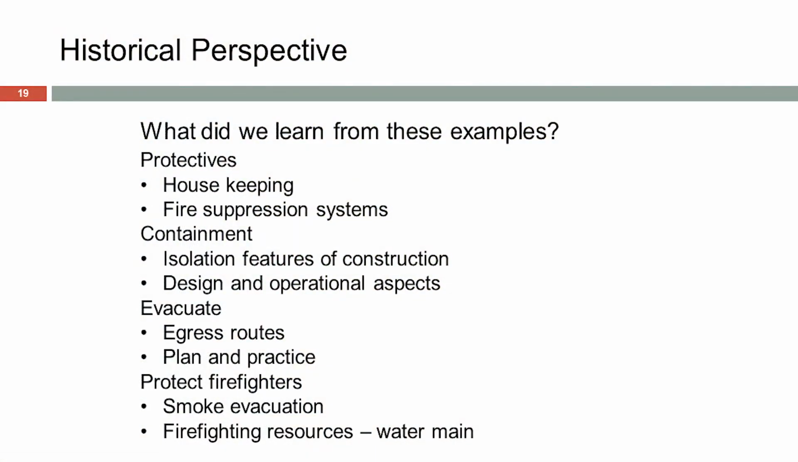So what did we learn from these examples? A myriad of things: housekeeping, fire suppression systems, containment, isolation features of construction, design and operational, evacuation, egress routes, plan and practice, and protect the firefighters by smoke evacuation and firefighting resources such as the water main. So by a combination of all these factors, what's our number one goal of a building fire safety system?